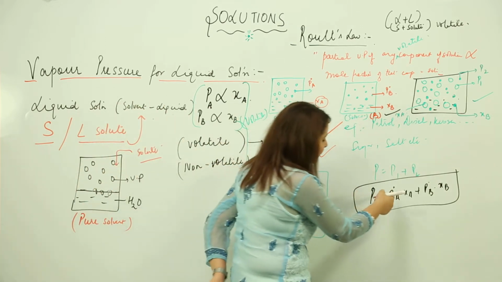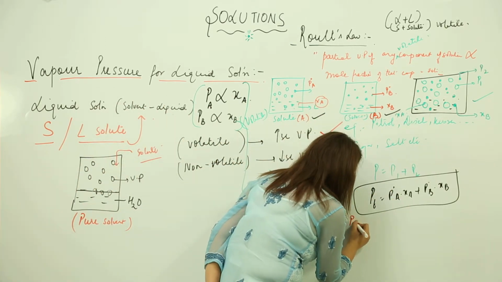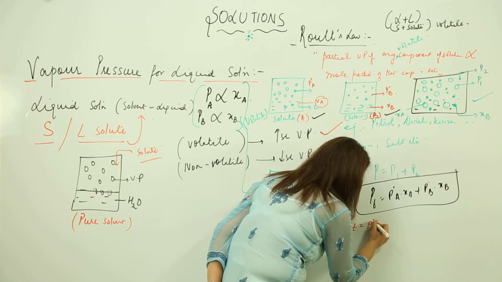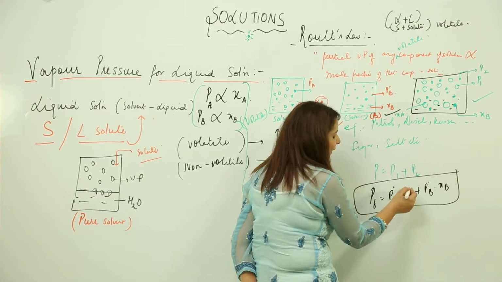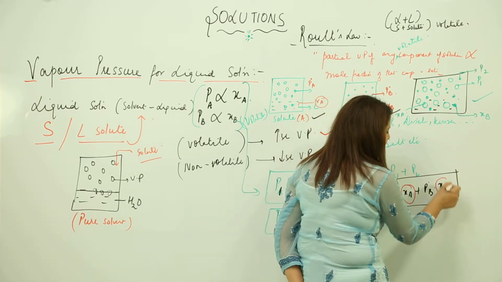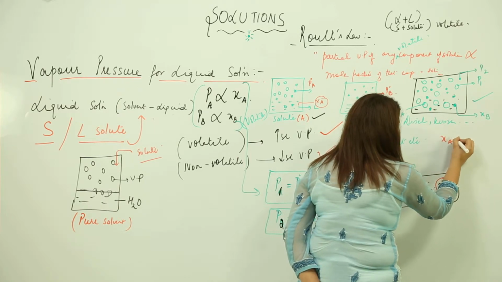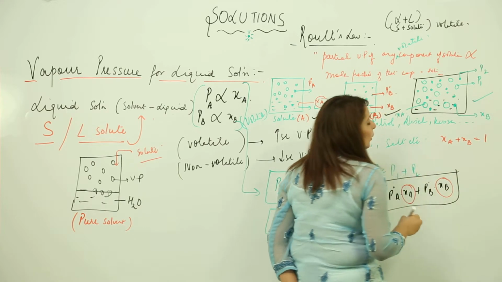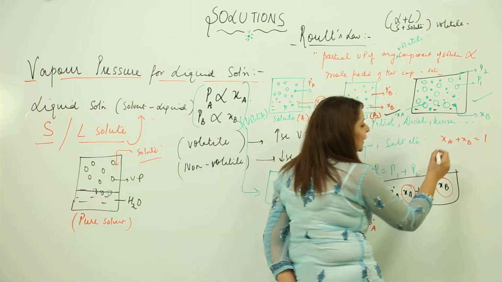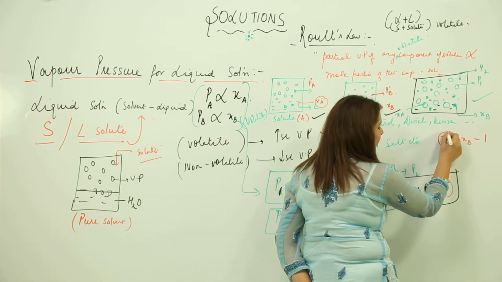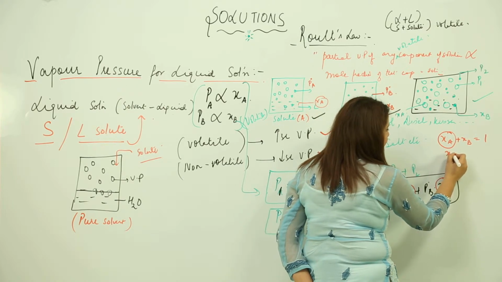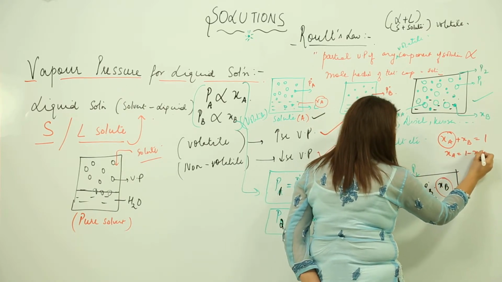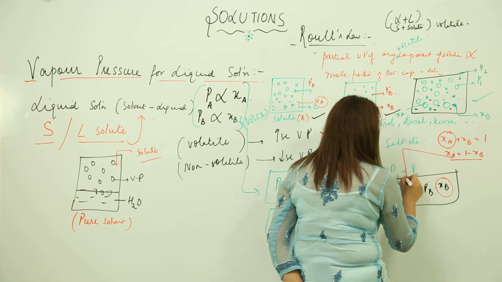So I'll be just using this equation again. So I have Pt is equal to P naught A. As we know that it is a binary solution with the A and B component, we know that in case of a binary solution, the sum of mole fractions of the two components is equal to 1. So I can express the concentration of A in terms of B also. So let us say XA is equal to 1 minus XB. This is what I am going to put here.